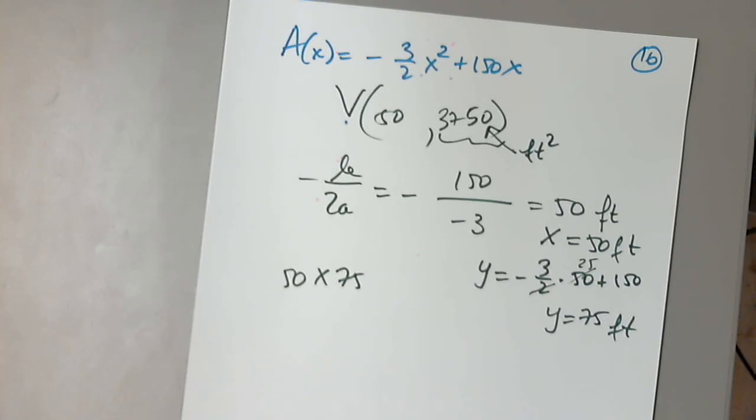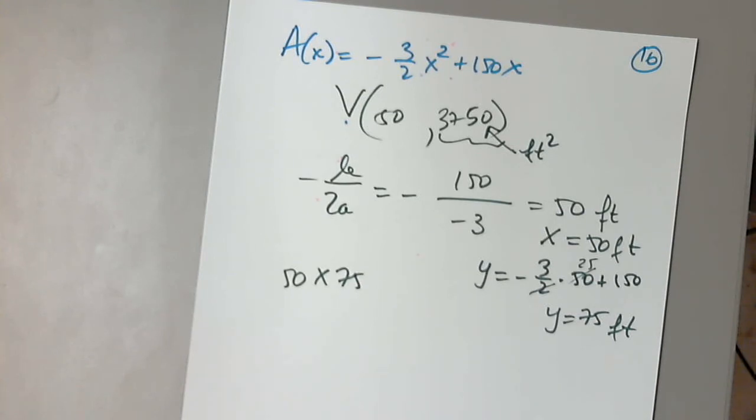Why isn't the area just 50, is 75? Because these are two different y values. This little y is the length of the garden. This is the function value for this. So that's the area.